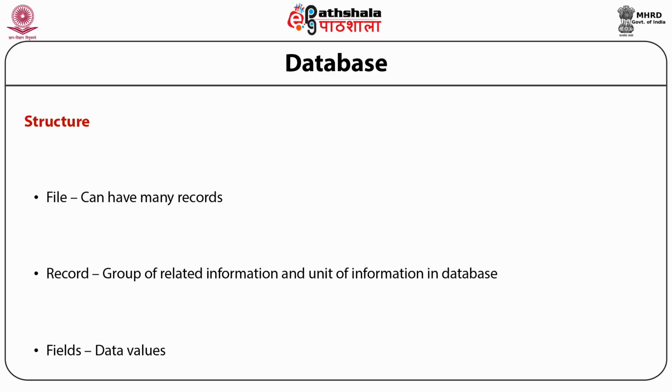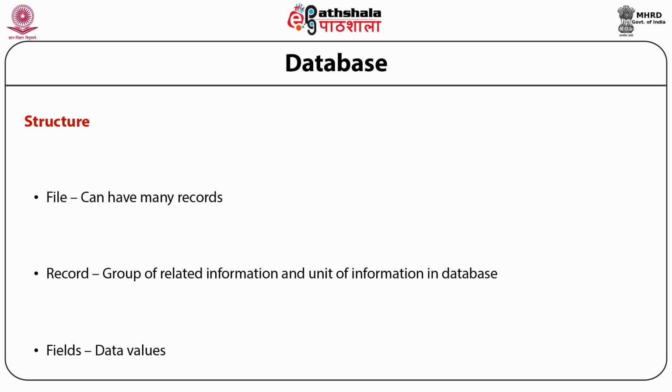Since as we have seen that in a database file we have several records, these records are basically group of related information, and the record is the smallest unit of information in a database. Actually, when a user accesses your database, what he accesses is the records available in the database. These records contain several fields, and these fields actually store the data.